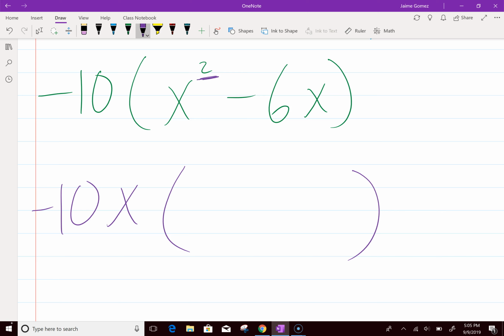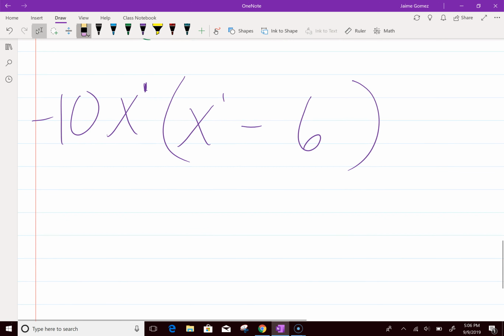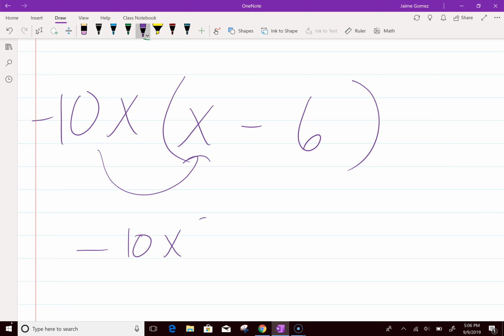I had 2 x's here. I'm taking away 1. So 2 minus 1 is 1. Minus, I have 1 x here, but I'm taking it out. 1 minus 1 is 0. There are no more x's. There we go. And now we're done. Because if you do this, you're going to get negative 10x squared plus 60x, which is exactly what we had in the beginning.